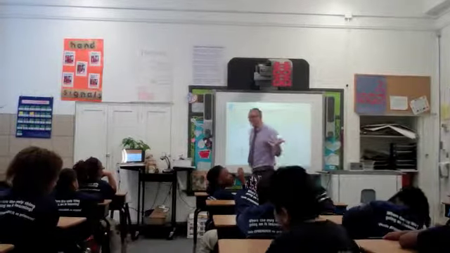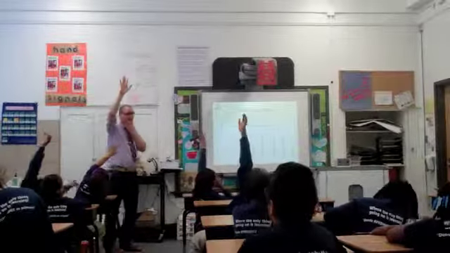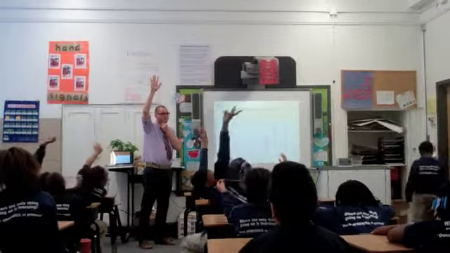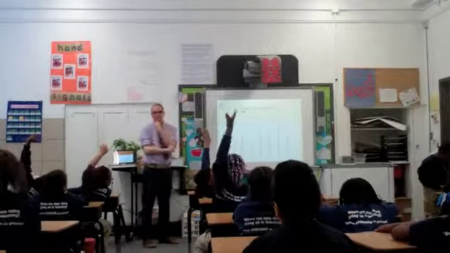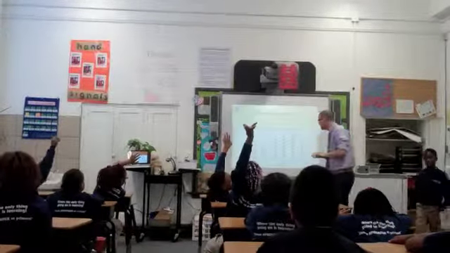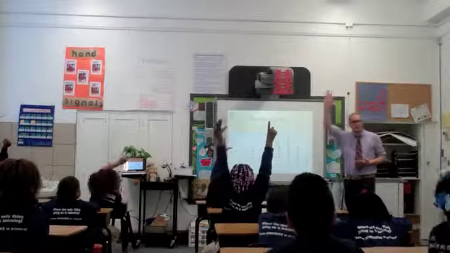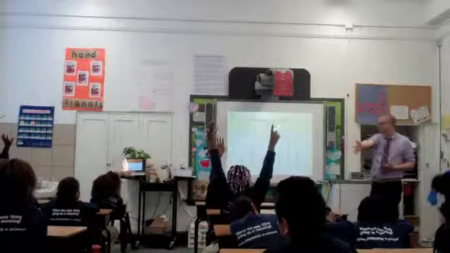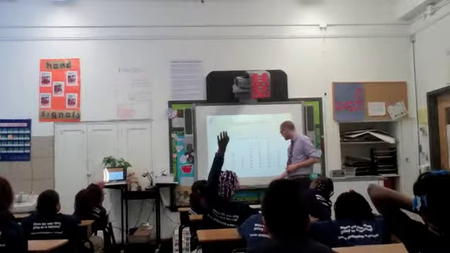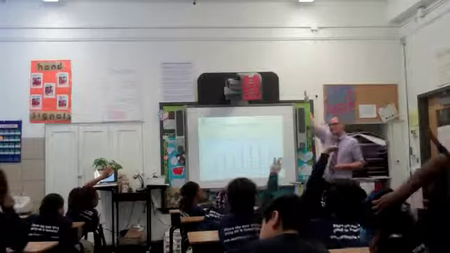How many children were 5 years old? Right hand. Jaquan, 3. How many children were 7 years old? Amari, 6. How many children? 4. Thank you for fixing that. How many children were 12?